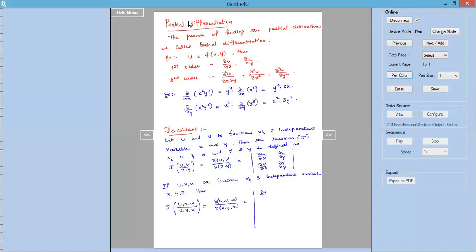First row, dou u by dou x, dou u by dou y, dou u by dou z. Second row, dou v by dou x, dou v by dou y, dou v by dou z. Third row, dou w by dou x, dou w by dou y, dou w by dou z. On expansion of the 3 cross 3 determinant, we will be able to obtain the Jacobian of u, v, w with respect to x, y, z. Now we will do problems on Jacobians.